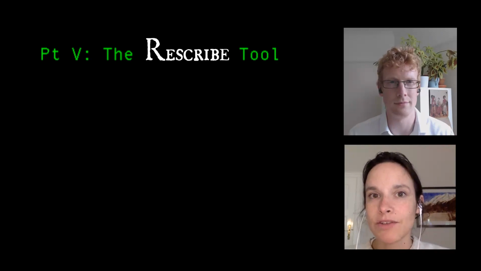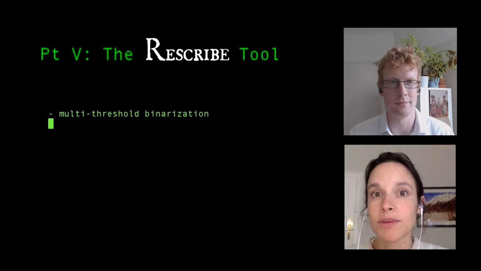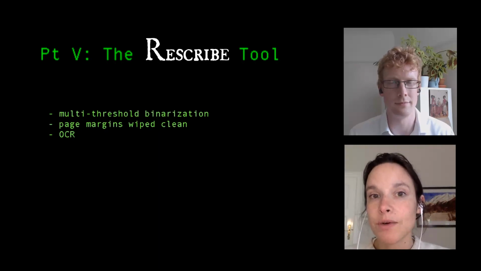The tool is called Rescribe, like our company, imaginatively enough. What it does concretely is the following. When you run it over a directory of images, it binarizes them at several thresholds and wipes the margins clean. It then OCRs each version. Once finished with these processes, it picks the best result from the 3 binarized OCR versions and selects them for the final output. This final output comes in several formats.